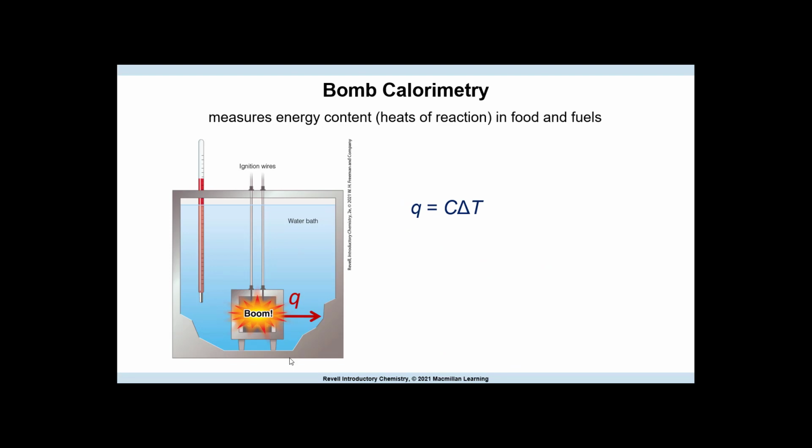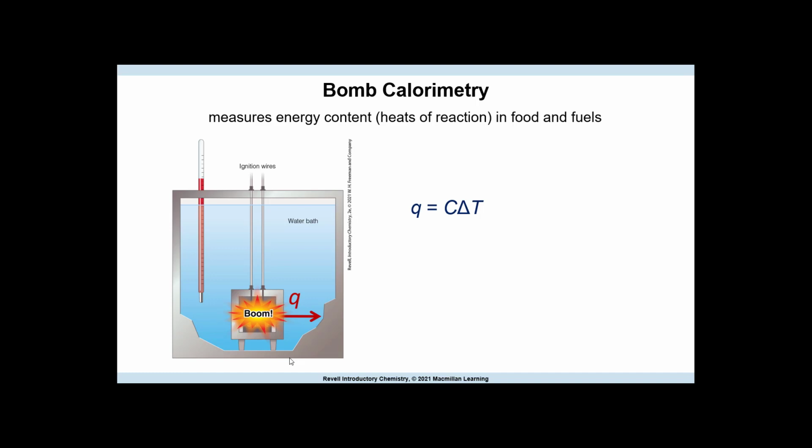Okay, bomb calorimetry is not what it sounds like. This technique measures the heats of reaction for fuels and other high energy chemical changes. In bomb calorimetry, a test sample is placed within a heavy steel container. Outside this container is a second container which is filled with water and equipped with a thermometer. A pair of ignition wires detonates the sample.